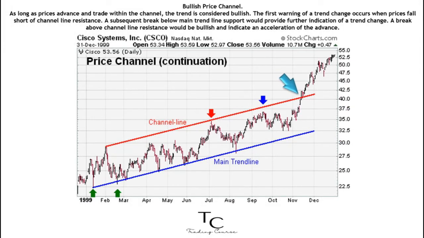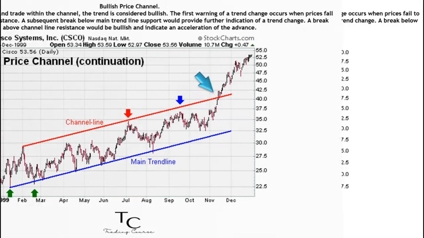Bullish price channel. As long as prices advance and trade within the channel, the trend is considered bullish. The first warning of a trend change occurs when prices fall short of channel line resistance. A subsequent break below main trend line support would provide further indication of a trend change. A break above channel line resistance would be bullish and indicate an acceleration of the advance.